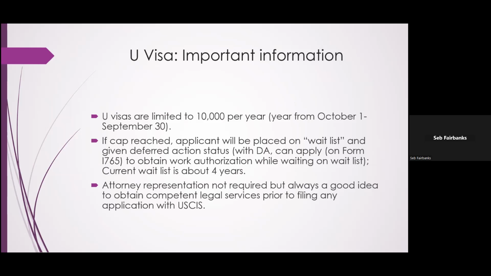The U visas are limited to 10,000 per year. That's why the wait list is growing and growing. If the cap is reached, what USCIS has been doing is placing people on a wait list and giving them deferred action. Deferred action means that it's the lowest priority of deportation that a person can be put on. And when they have deferred action, they're able to get an authorization for work, which lasts 4 years.